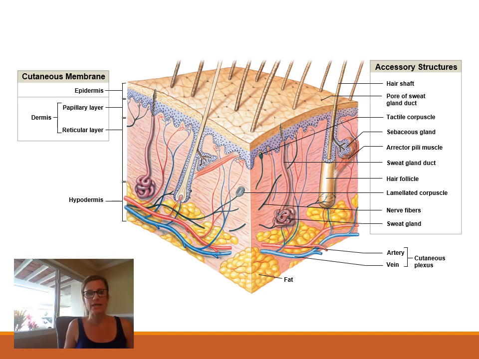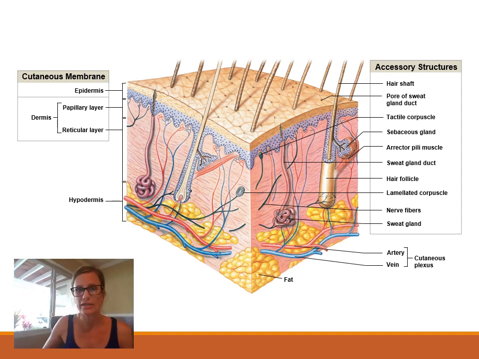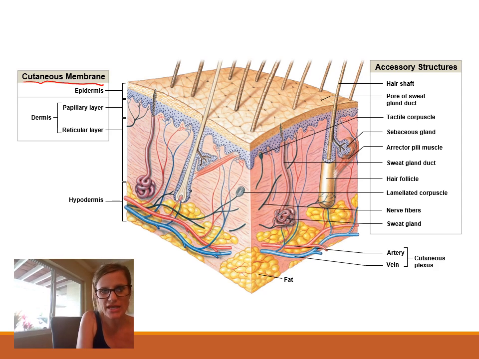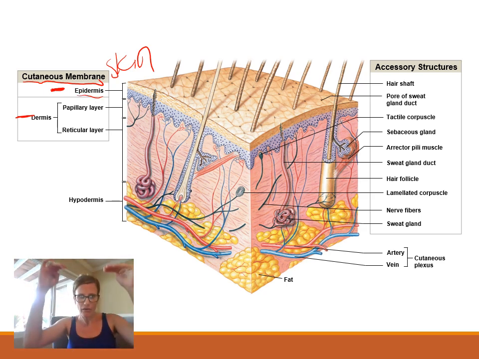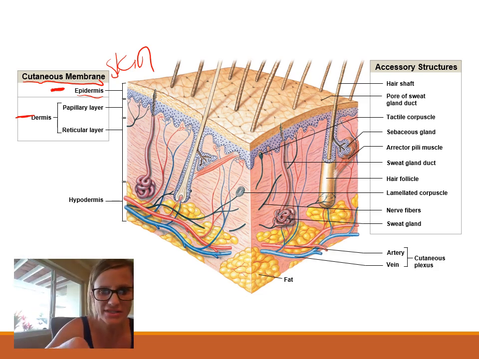Here you see the overall gist, everything that's included in the integumentary system. We said the major organ of the integumentary system is the cutaneous membrane, or the skin. And the skin includes two layers, the epidermis and the dermis. The epidermis is from the curvy line up, right? It's the outer layer, the top layer.